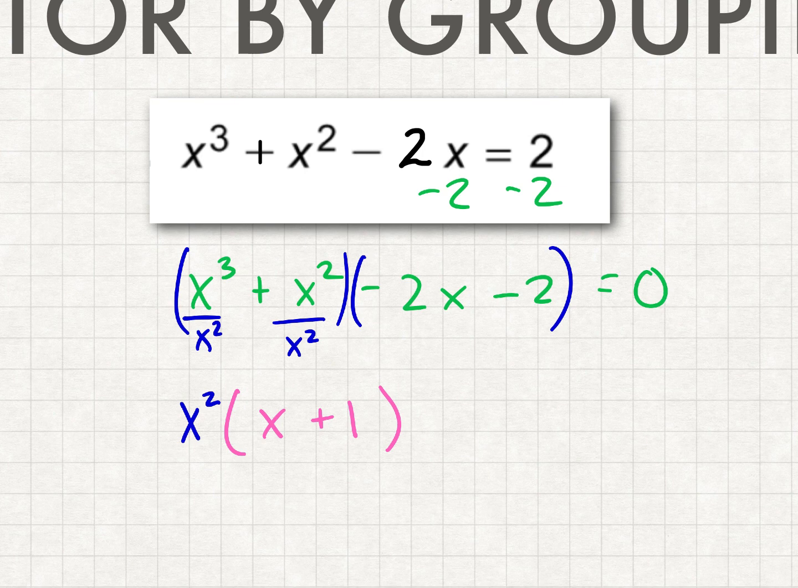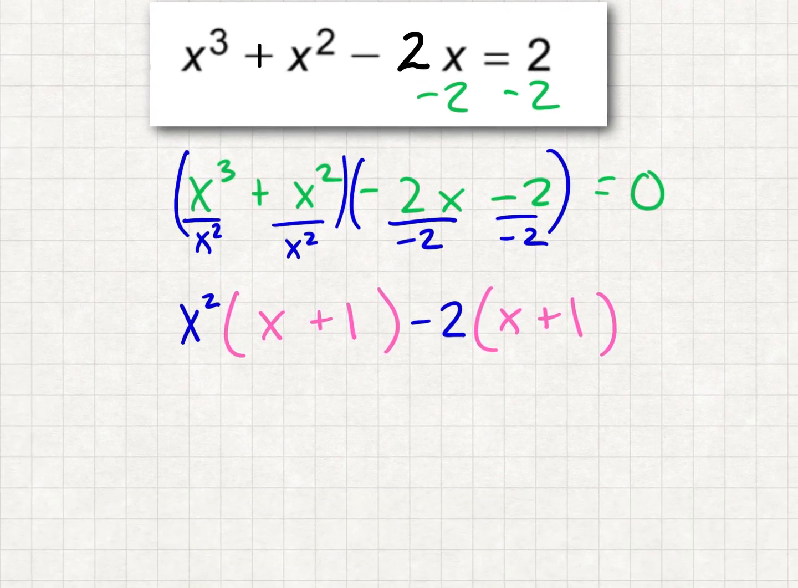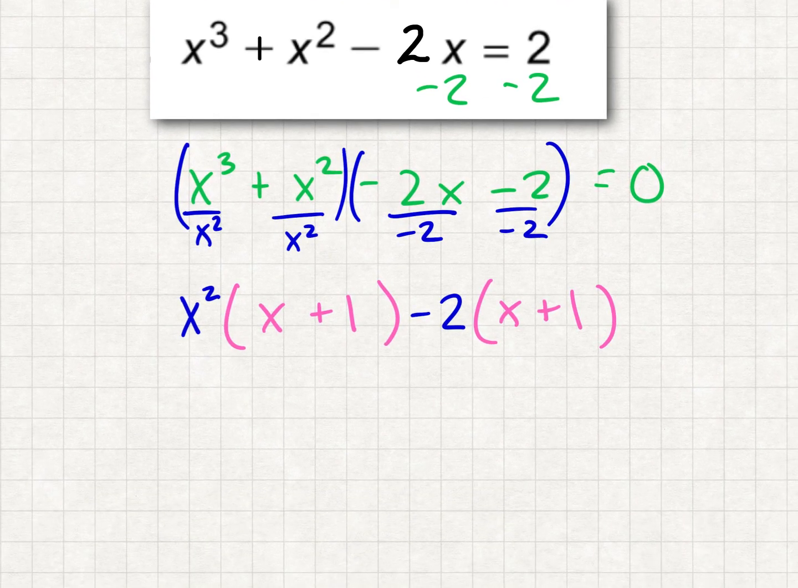What do I take out in the second group? Negative 2. So what am I left with when I take out a negative 2? X plus 1. Awesome. So how would I write my answer? X squared minus 2 and x plus 1.